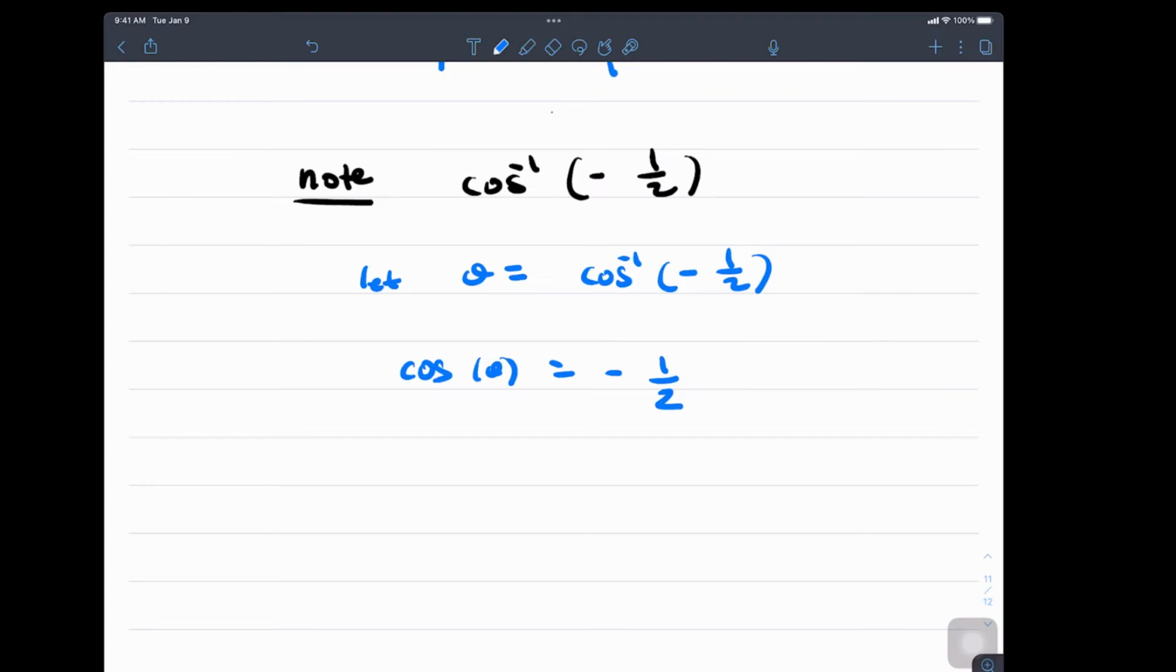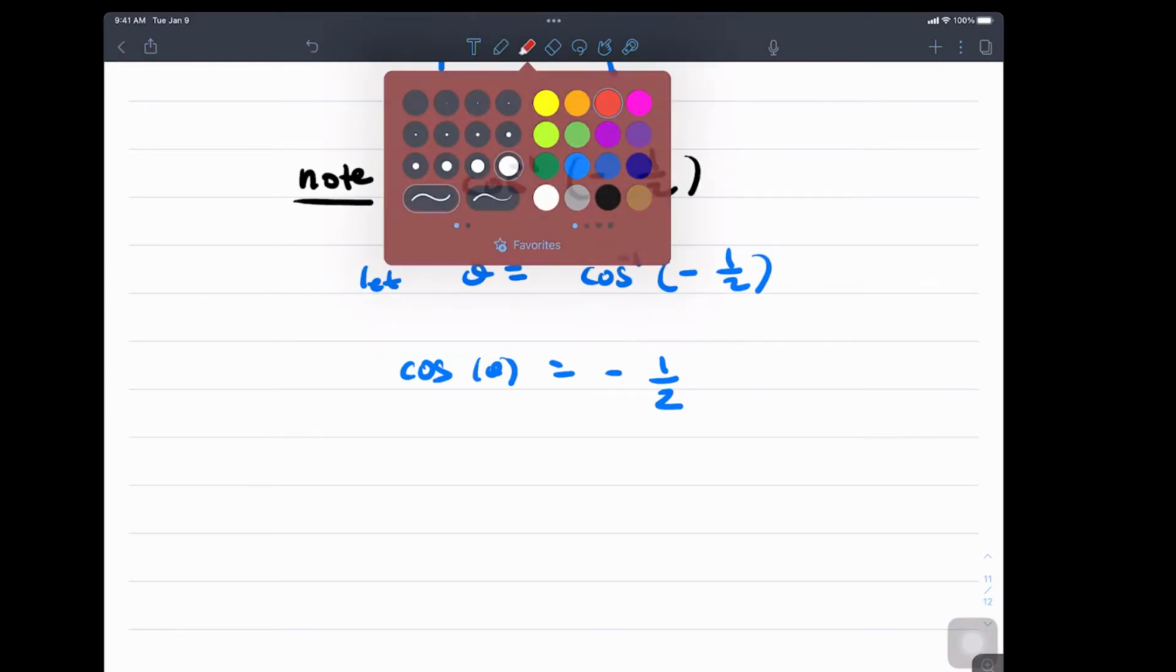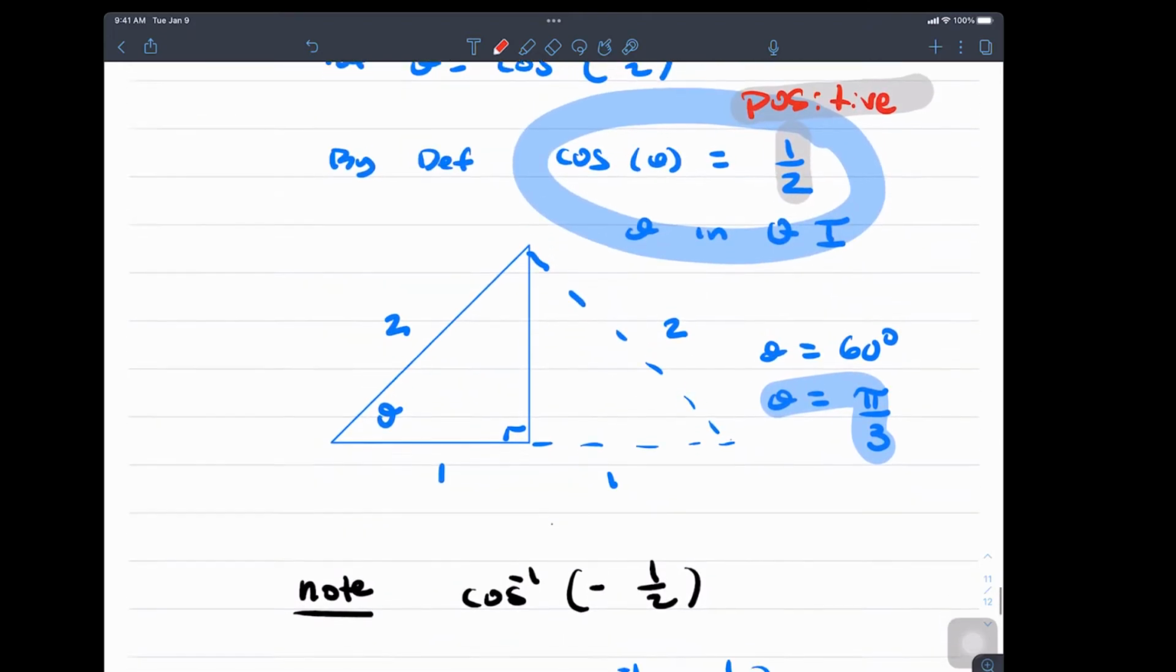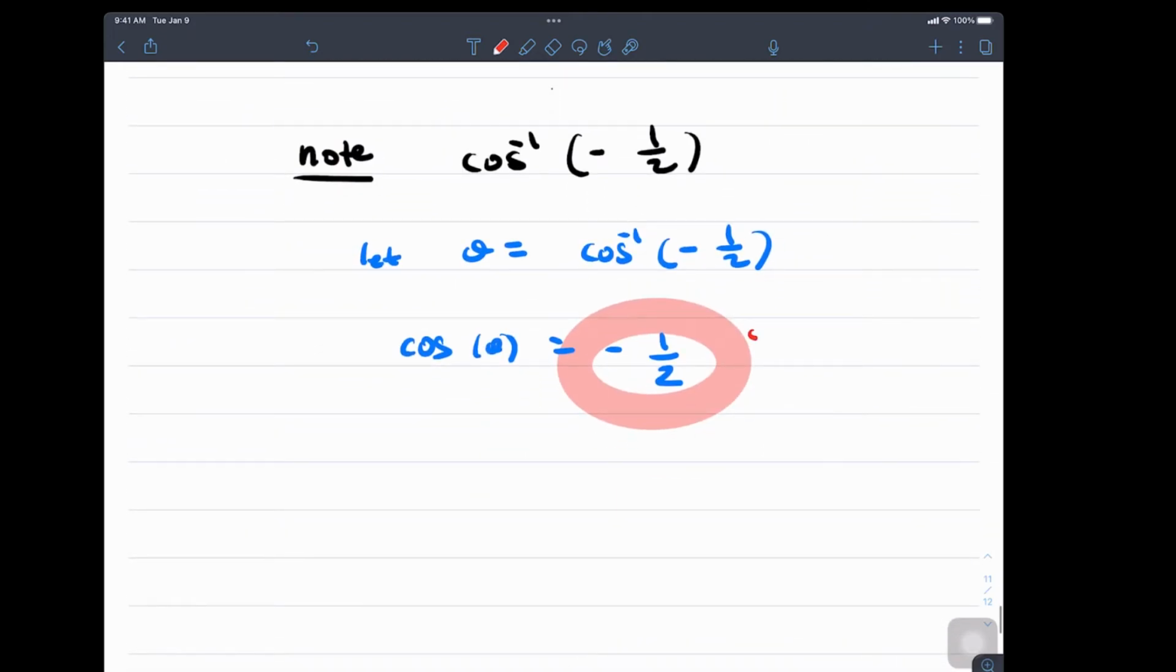Okay. Now, the second you say, wait a minute, this angle is what? Cosine theta is negative. That means theta is in quadrant what? 2. Okay. Theta is a quadrant 2 angle.